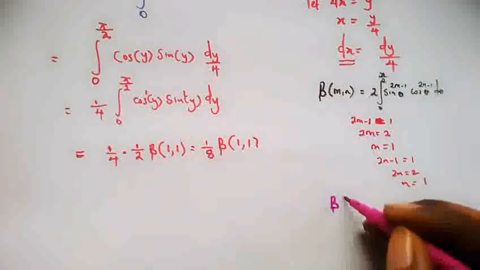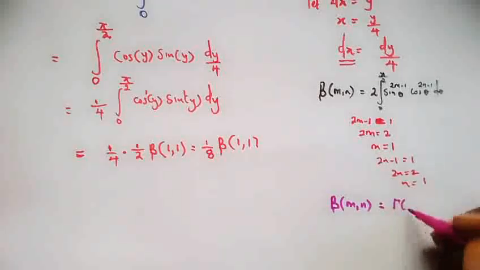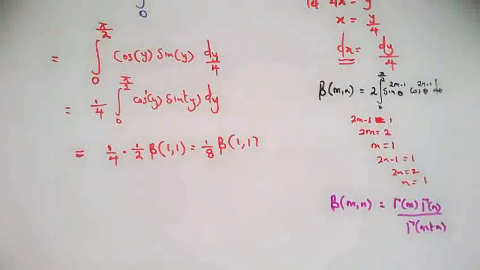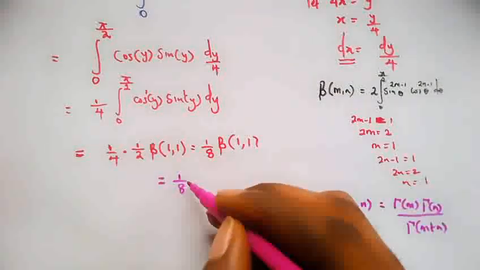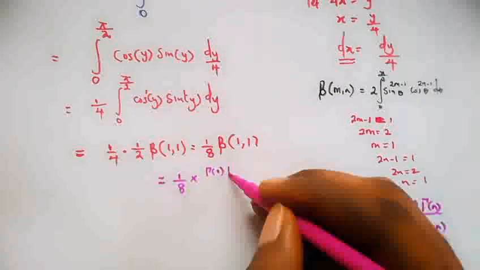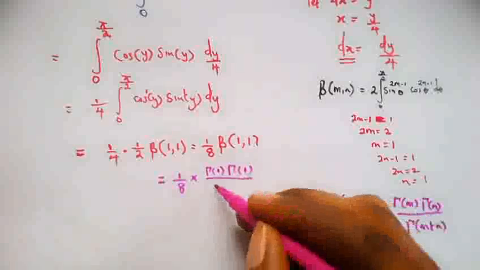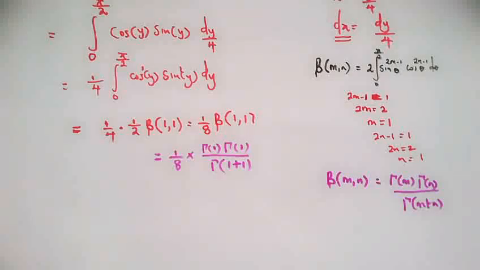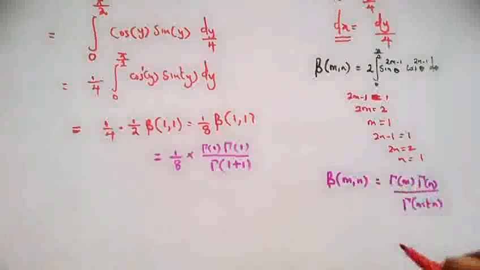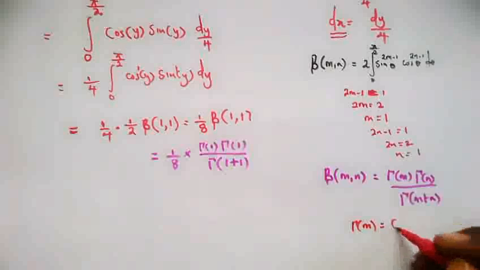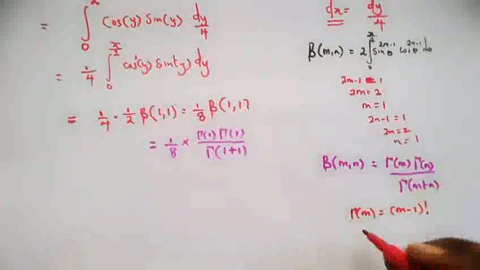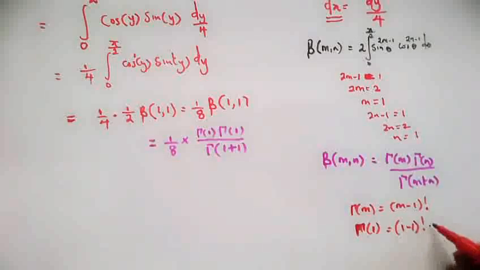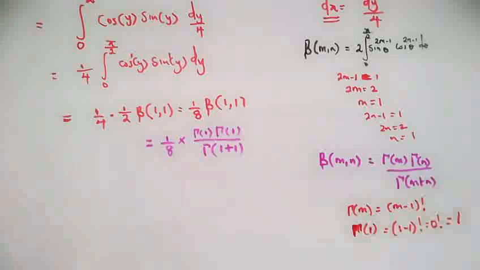Okay, so we all know that the beta of m, n is equal to gamma of m times the gamma of n all over the gamma of m plus n. Okay, so now this is becoming 1 over 8 times the gamma of 1 times the gamma of 1, all over the gamma of 1 plus 1. Okay, so now remember the formula for this function. So we have the gamma of m equal to m minus 1 factorial. Okay, now actually the gamma of 1 is going to be 1 minus 1 factorial, and this is equal to 0 factorial, and this is equal to 1.